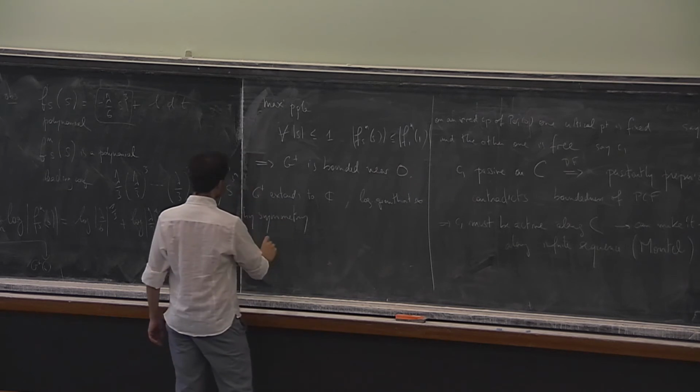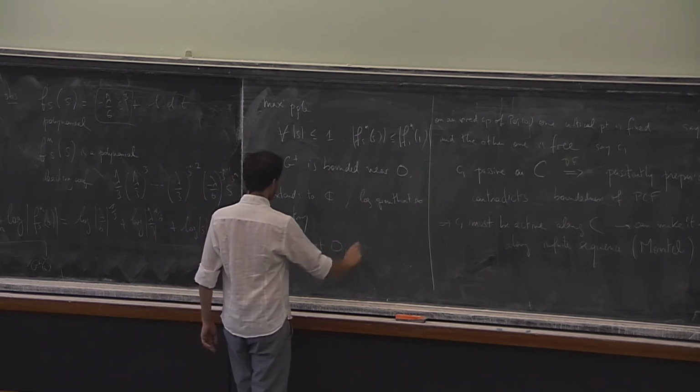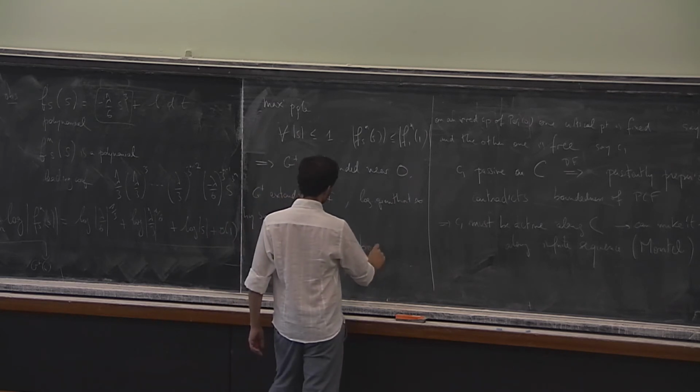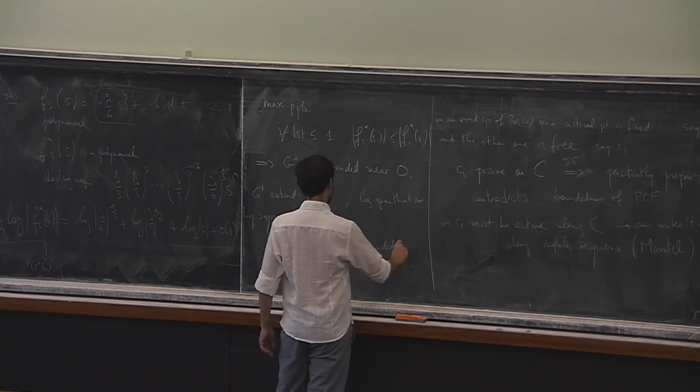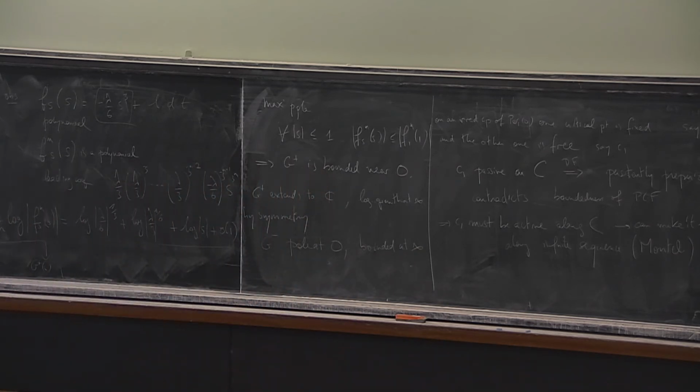And by symmetry, it's the opposite for G minus. So G minus has a pole at 0, and it is bounded at infinity. Okay.